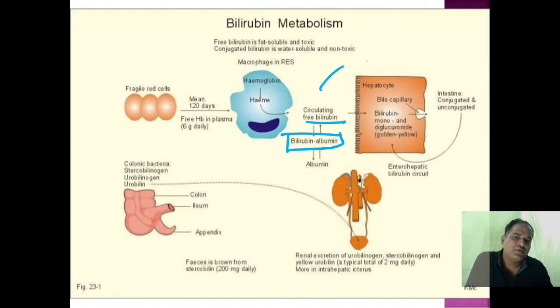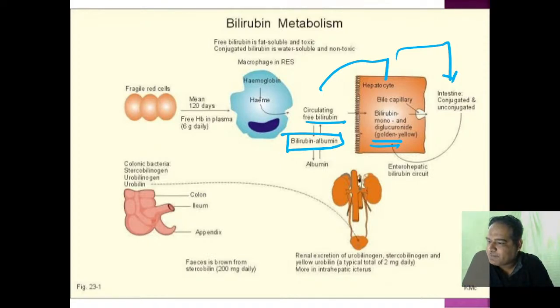Now, hepatocytes in the liver will conjugate the unconjugated bilirubin. That means they will mix it up with albumin. Albumin is produced in the liver only. This will give rise to conjugated bilirubin, and this conjugated bilirubin will be excreted via the intestine. Have a look at this mechanism once again.